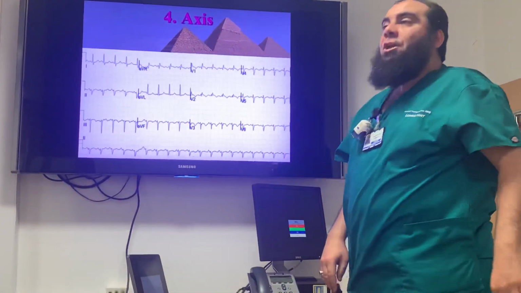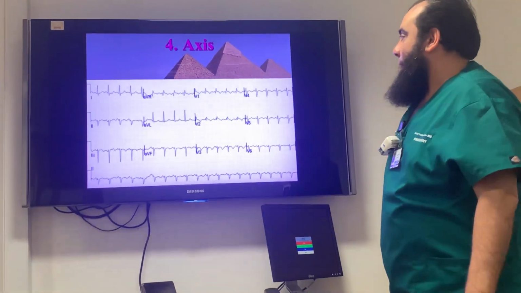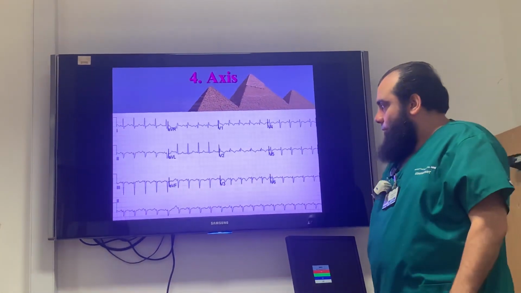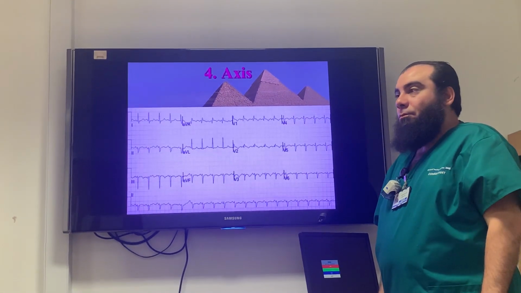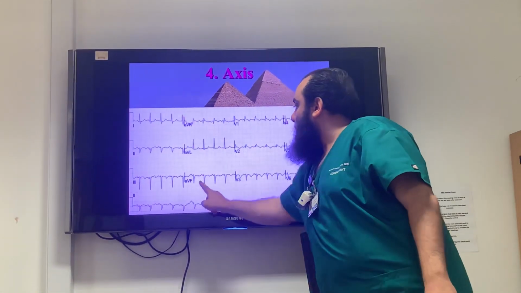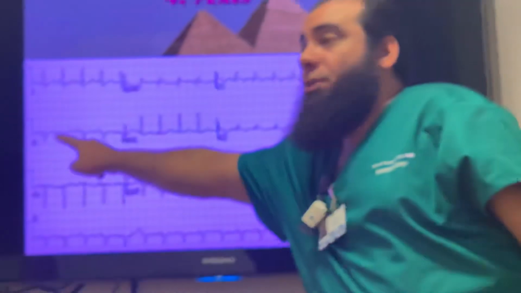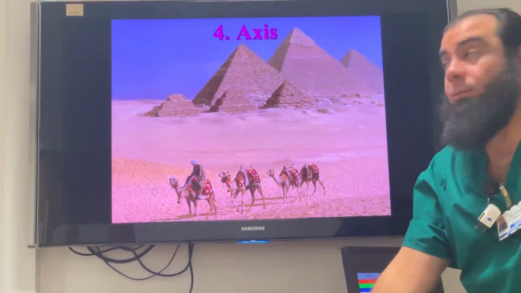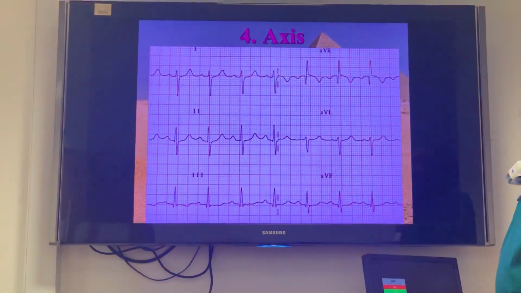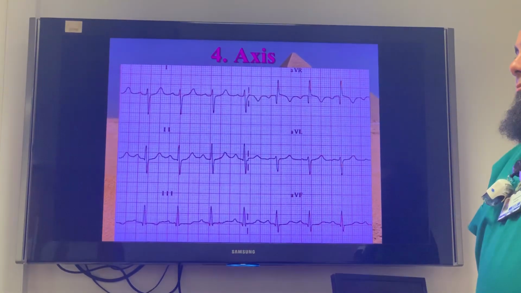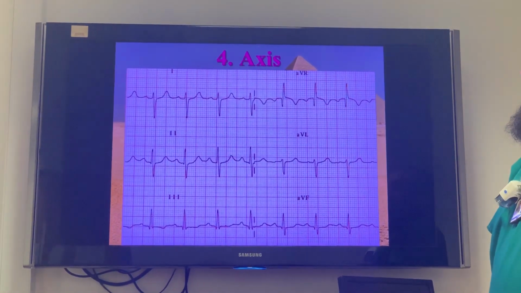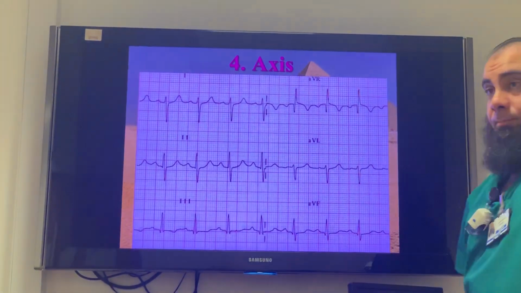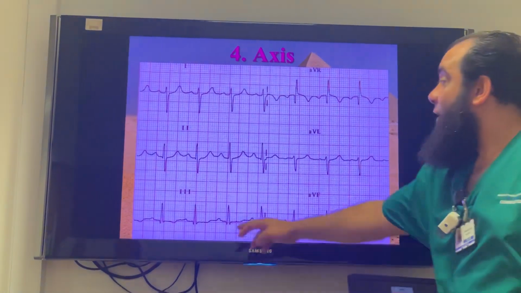Examples. You will need to interpret. I'm not going to tell you. What is the axis here? Left axis. So positive, and both are negative as well. Lead 2 is negative. Good. What's the axis here? Right axis. So they like each other, they are facing each other. Even lead 3 is up.